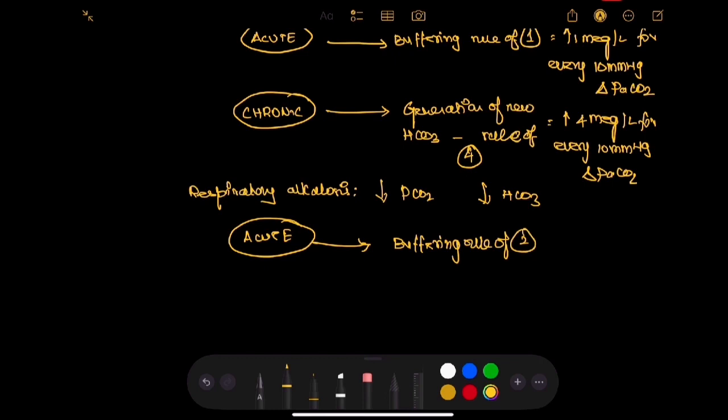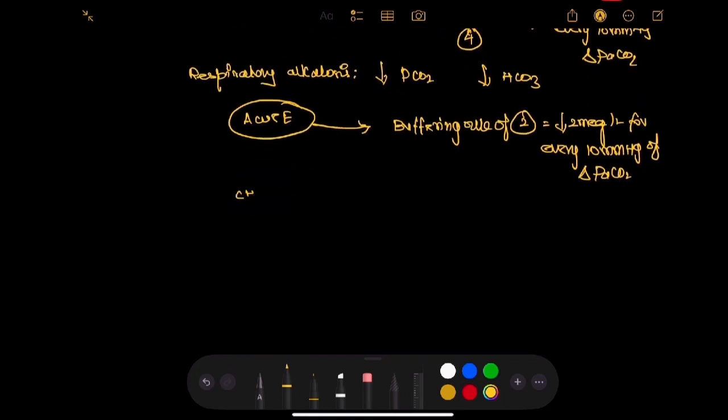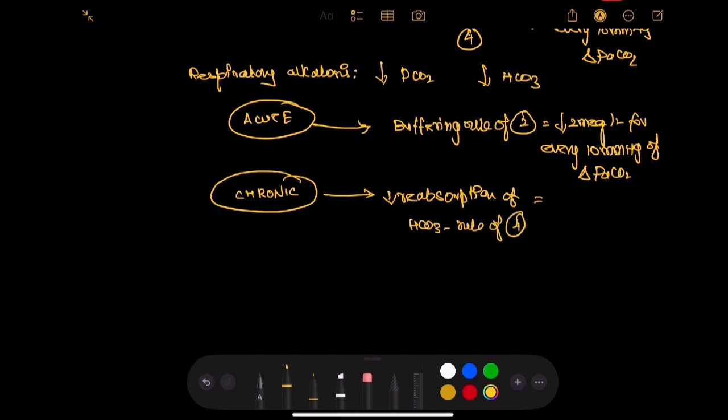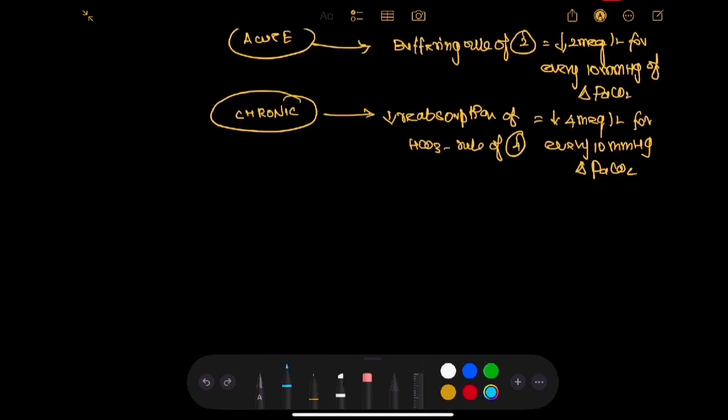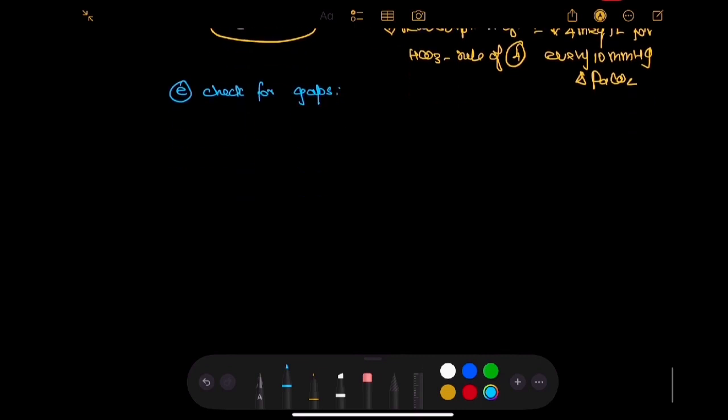So in acute conditions, for every 10 millimeter mercury of change in CO2 level, we have to decrease the bicarbonate level by 2 milliequivalents per liter as a normal compensatory mechanism. In chronic conditions, that is due to decreased reabsorption of bicarbonate or increased H plus excretion, for every 10 millimeter mercury of change in carbon dioxide, it should be compensated by a decrease of 4 milliequivalents per liter of bicarbonate. So after checking the compensatory mechanisms, we have to check for some gaps.